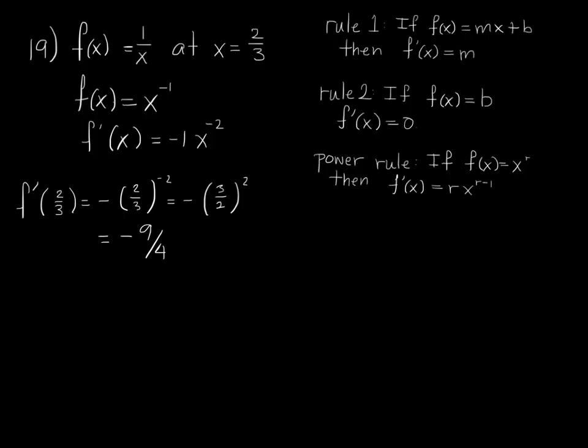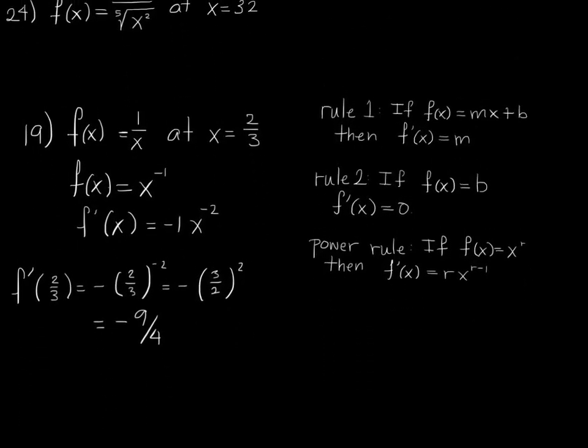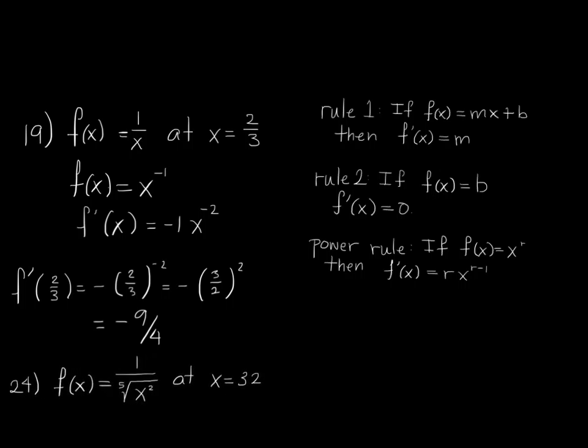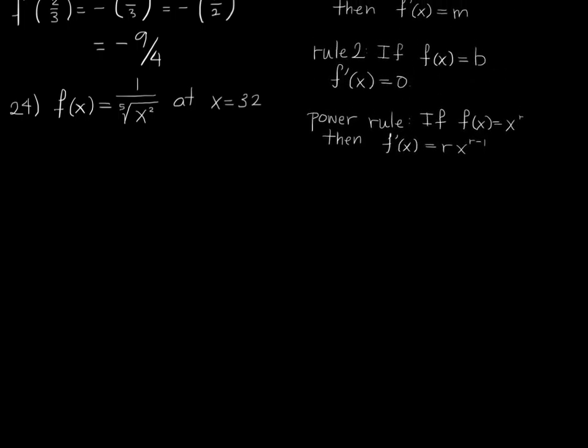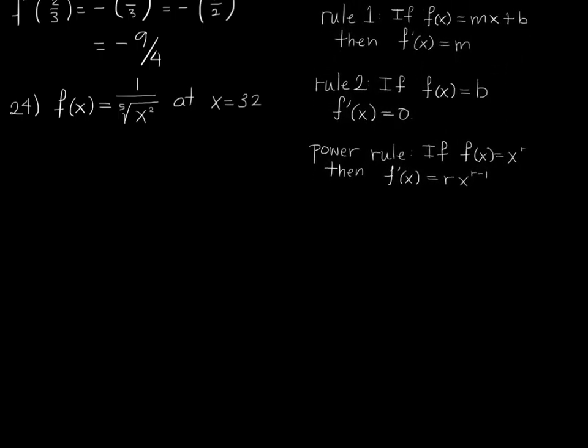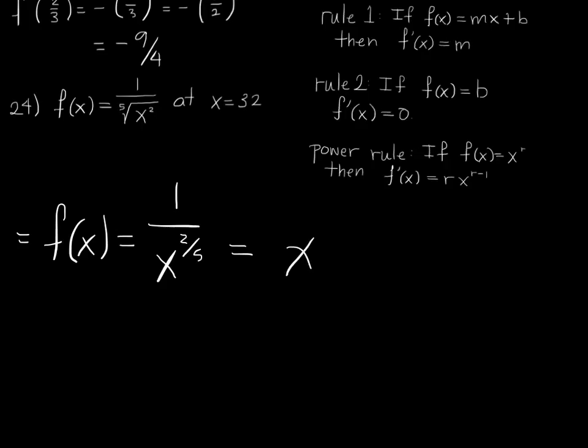All right, let's go ahead and look back at number 24. So let's look at this. We notice that this has a radical. Radicals can change to powers, and then we can use the power rule. So let's go ahead and rewrite this as f of x equals 1 over x to the 2/5. And let's bring that up to the numerator so that we can actually apply the power rule. And we have x to the negative 2/5.